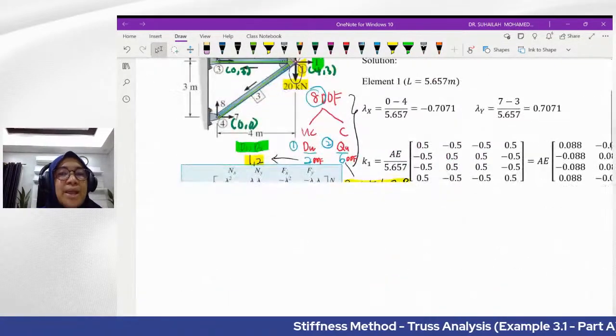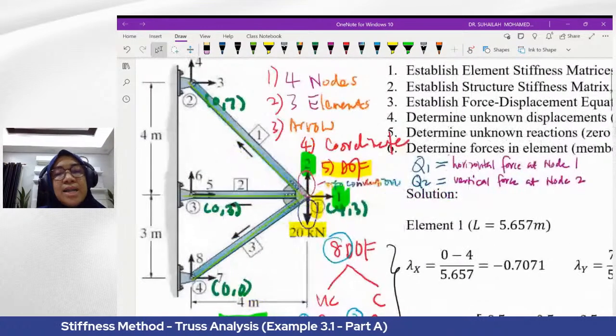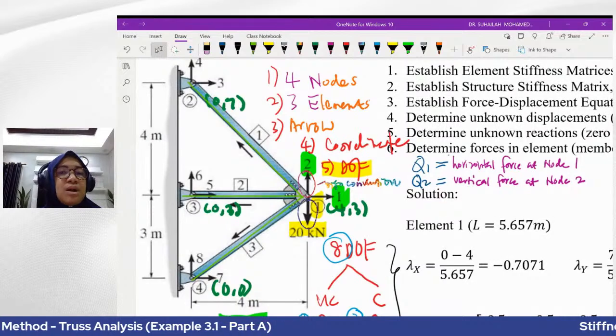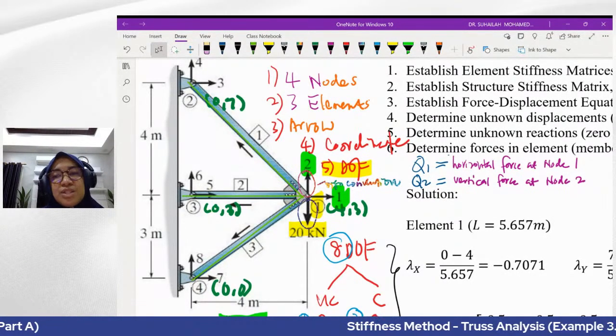Okay, so I will end my sharing session about the first part of the analysis of this truss. Inshallah we will continue with the second part B in the next session.